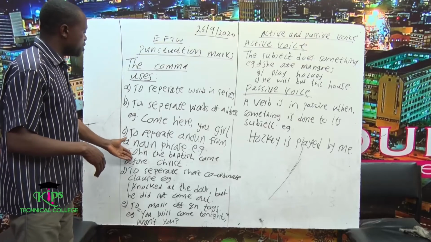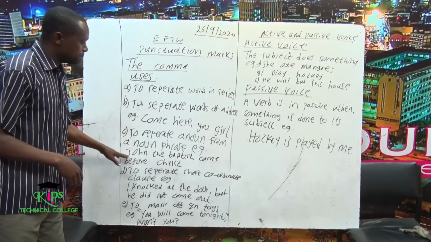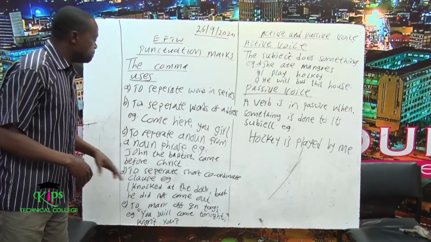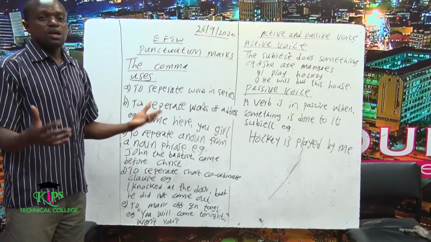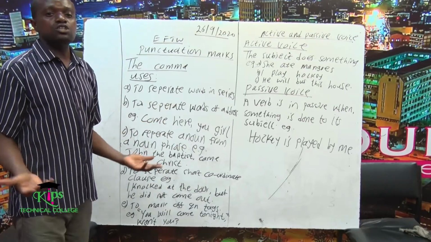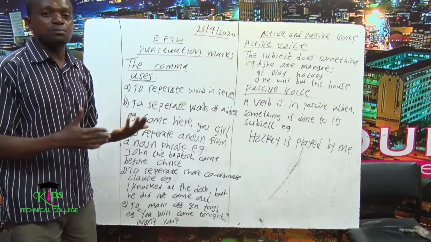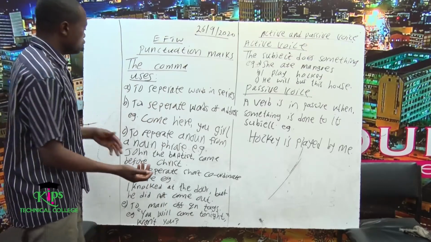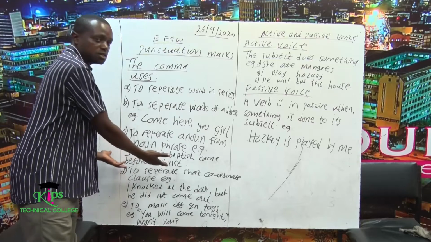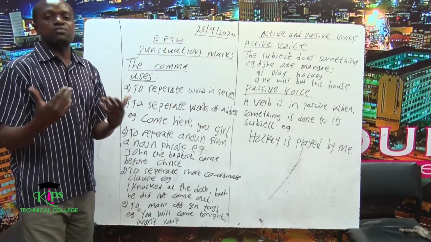And I've given an example here. John the Baptist is a noun. Then you have came before Christ, the noun phrase. A phrase is a group of words that cannot make meaning on its own. It has to be supported by either the subject or the object part of the sentence. So you cannot just say came before Christ. When you say came before Christ, your sentence is incomplete.